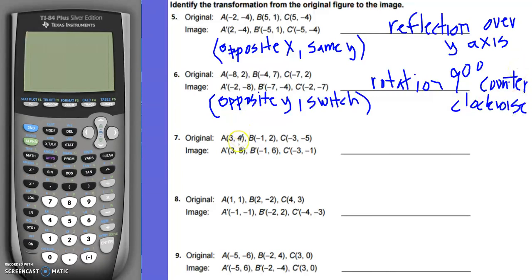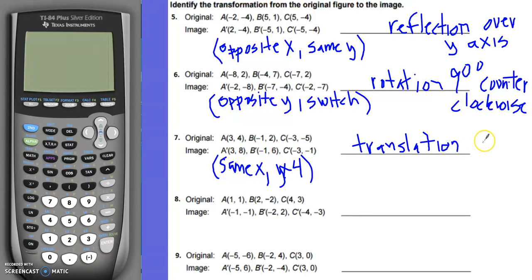All right, we have a 4 and an 8. The 3's are the same, so the x's are the same. So we have a same x. But something's happening to the y. It appears that it's going up by 4. So y plus 4. So this is a translation, and it's translating 4 up.